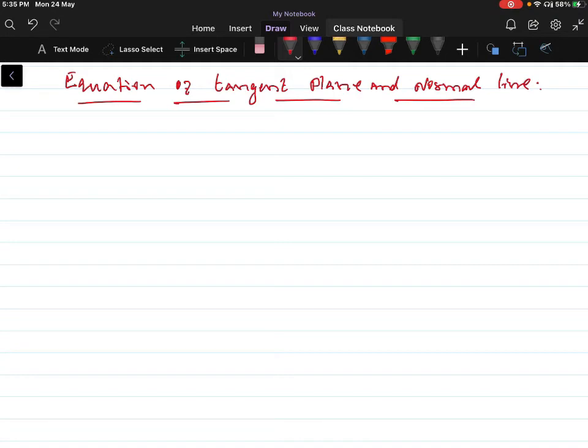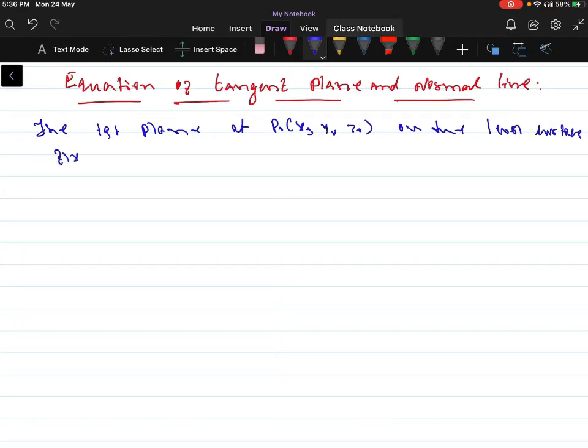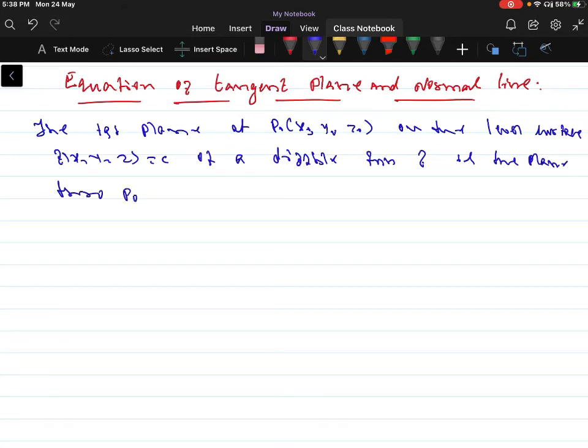So now let us move to the equation of the tangent plane. The tangent plane at the point P0 (x0, y0, z0) on the level surface f(x, y, z) equal to c of a differentiable function f is the plane through P0 normal to the gradient of f at P0.